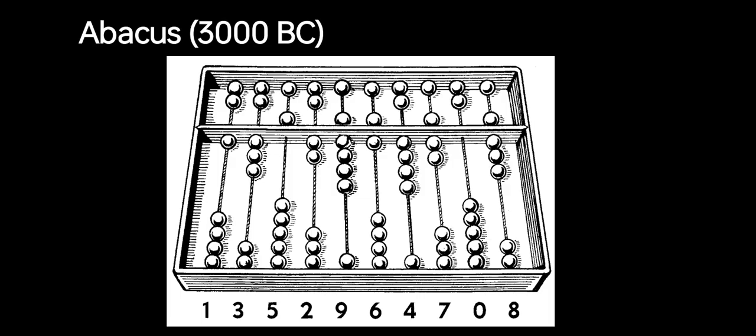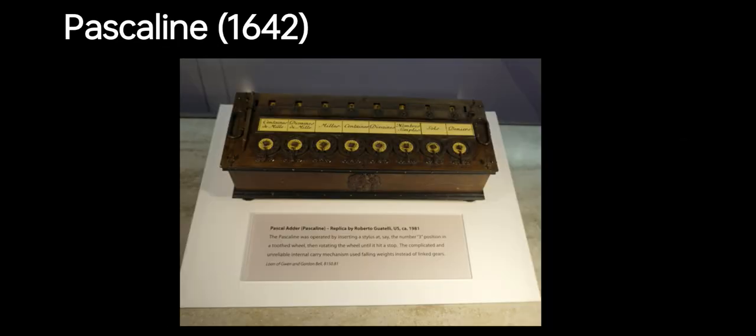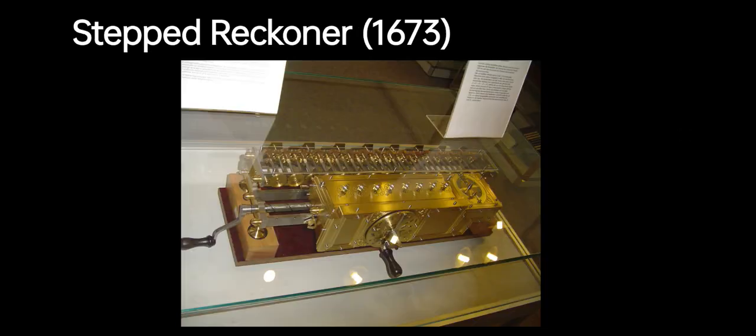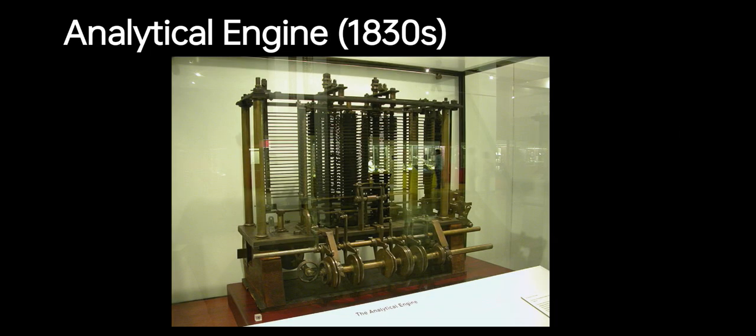The early mechanical devices. In late 3000 BC, the first invention is the abacus. Next is the Pascaline in 1642. Next is the stepped reckoner in 1673. Next is the analytical engine in the 1830s. The early electronic computers.